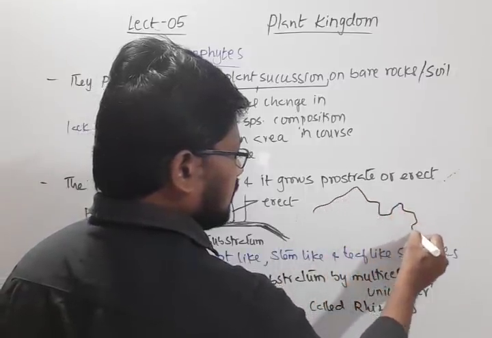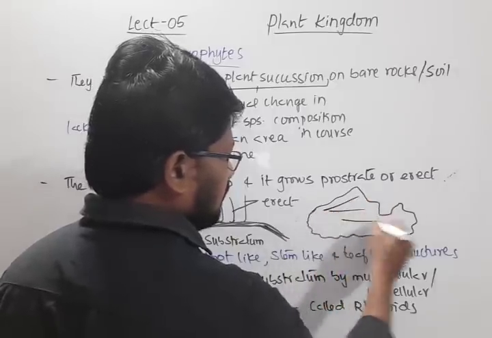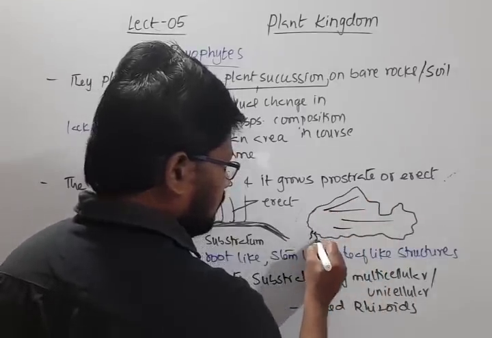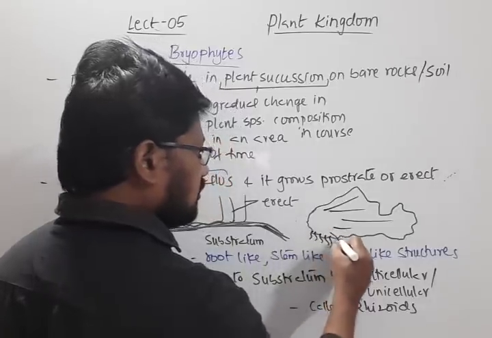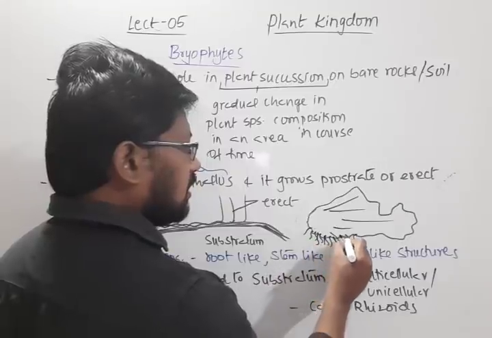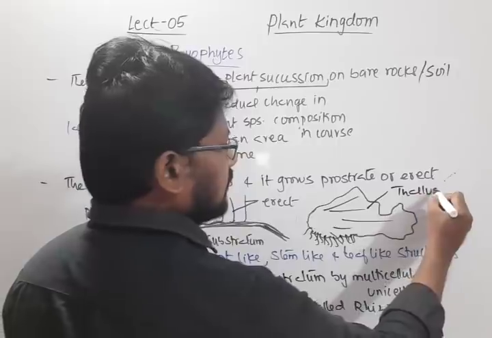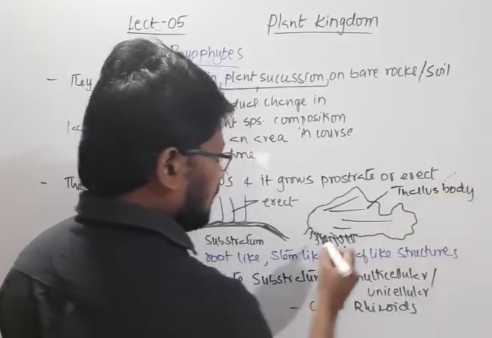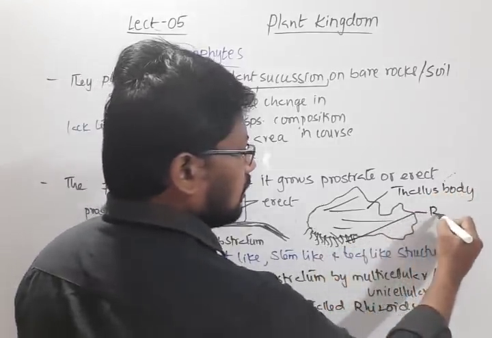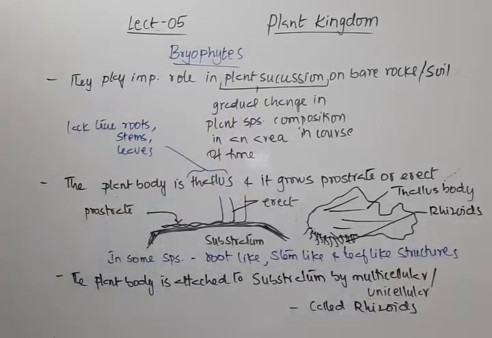So this is the plant body, and here you find those structures. These are called the rhizoids. This is the thallus body, and these are called rhizoids, which may be multicellular or unicellular structures.